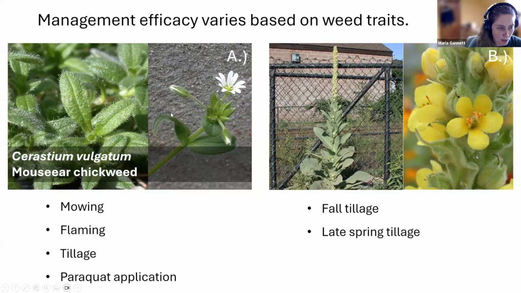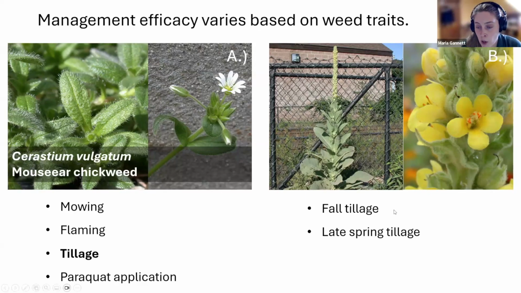And so if I'm thinking about managing mouse-ear chickweed, I'm going to say that mowing, flaming, and an application of paraquat are going to manage the above ground growth, but they're not going to do anything to manage the roots. And so a perennial will just be able to regrow. So if I'm going to manage this weed, I'm going to think about tillage as a more comprehensive way to manage it in the long term.